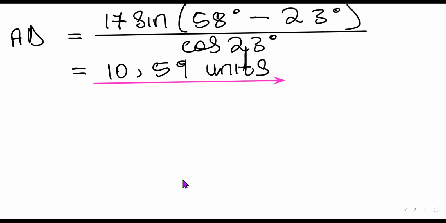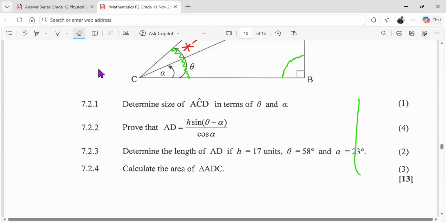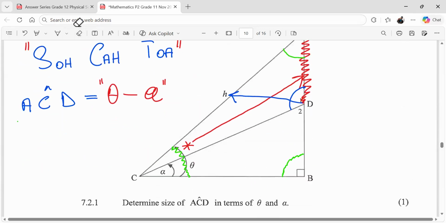Now then, knowing what we know here, the next question is saying, please calculate the area of triangle ADC. Well, that's what they say. So, where is this triangle ADC?